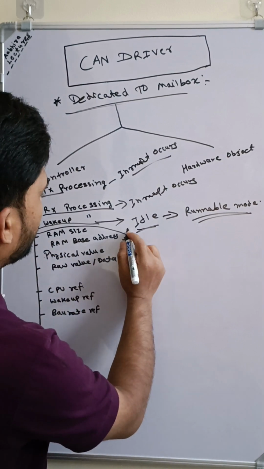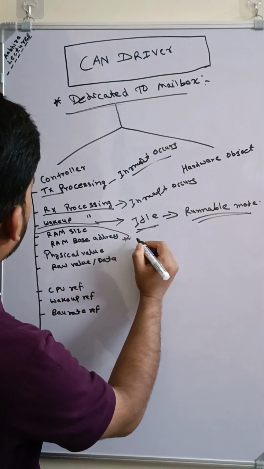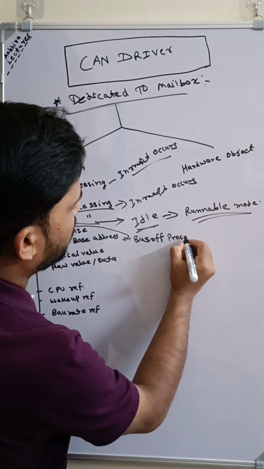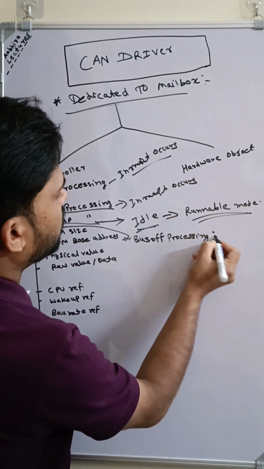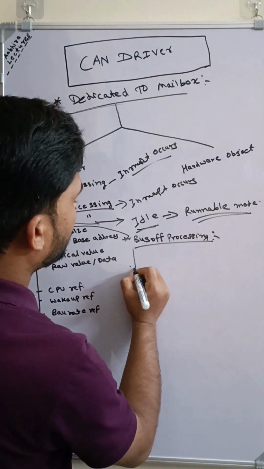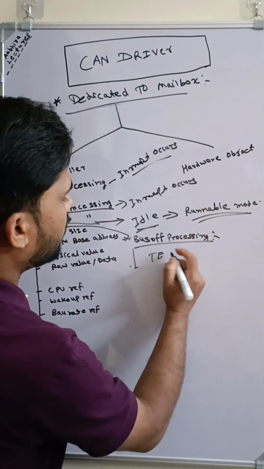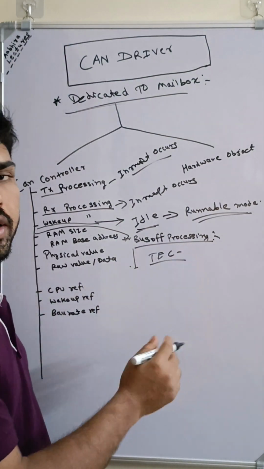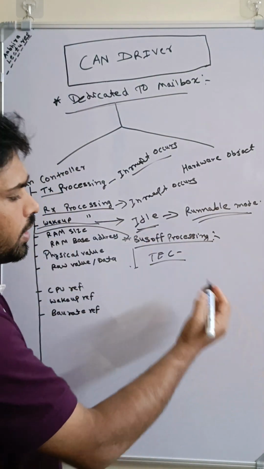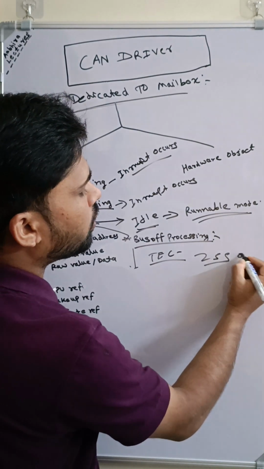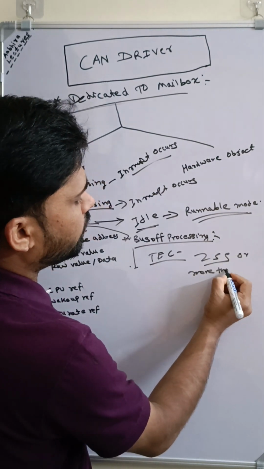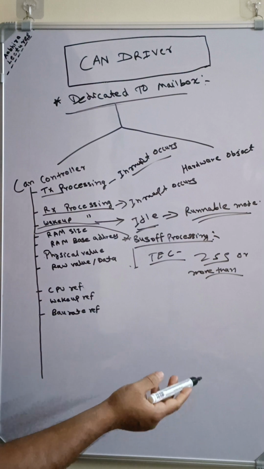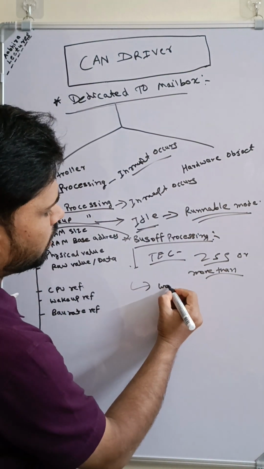That parameter is one second. Bus of processing. In bus of processing, it is also monitoring the TEC, the transmit error counter. When the transmit error counter reaches 255 or more than 255, then it will call the watchdog.